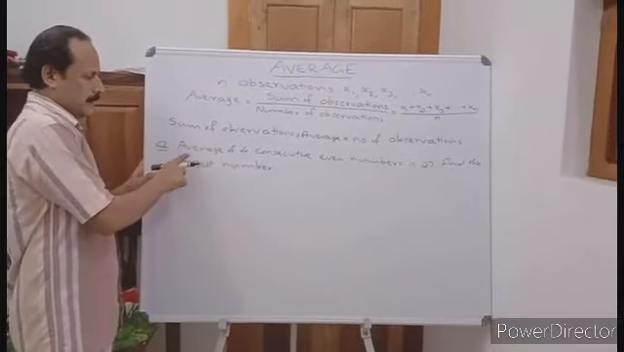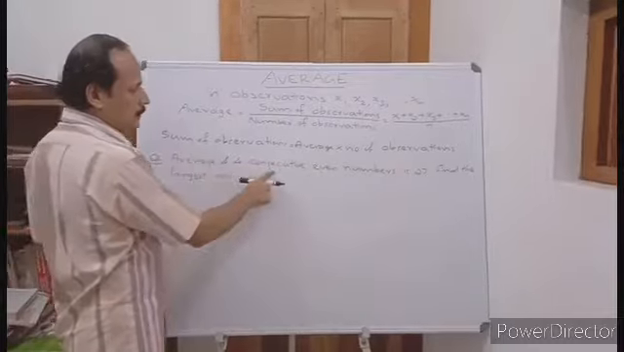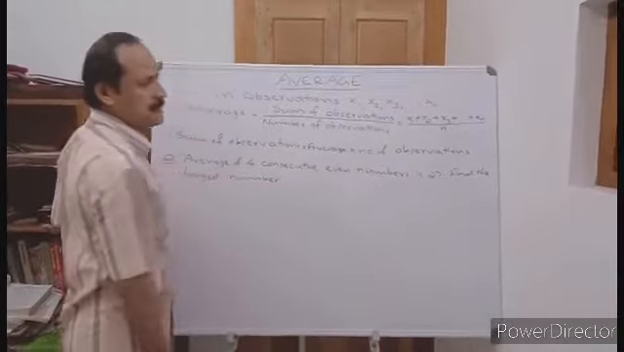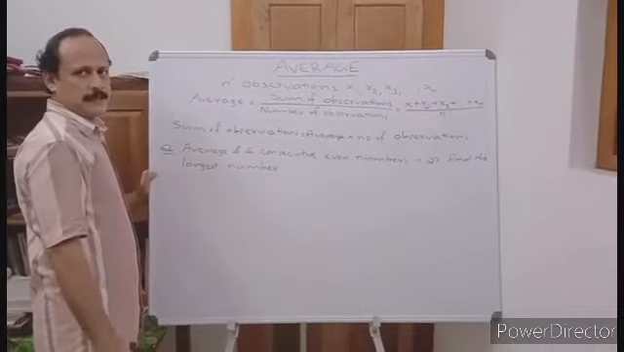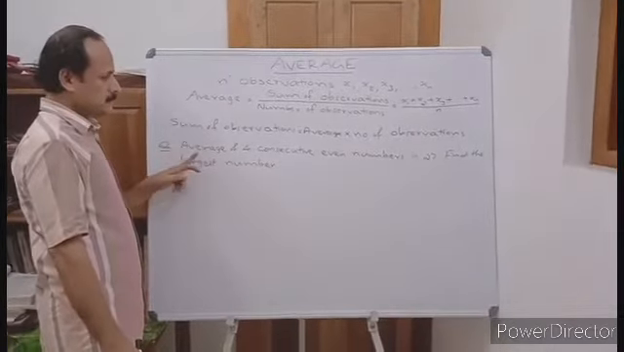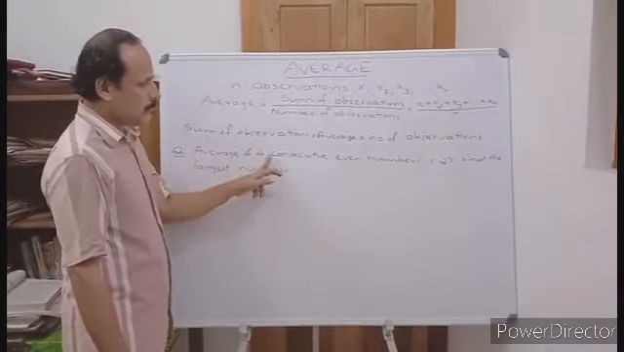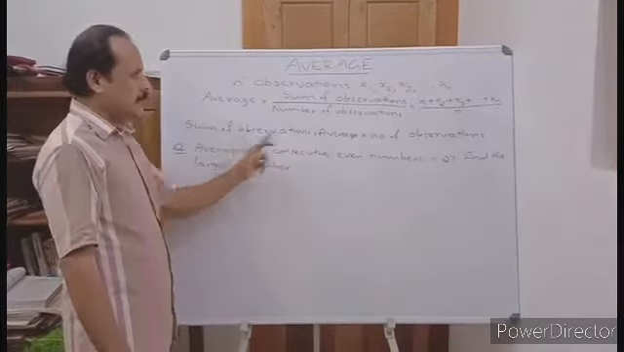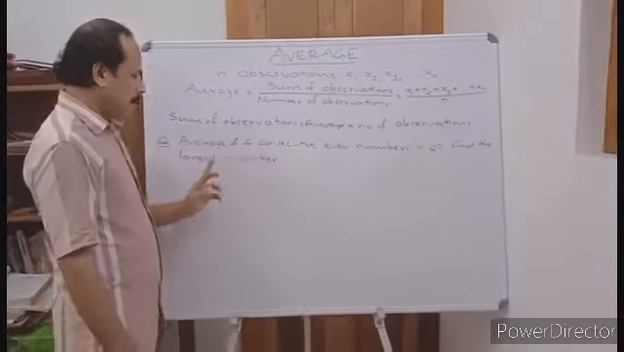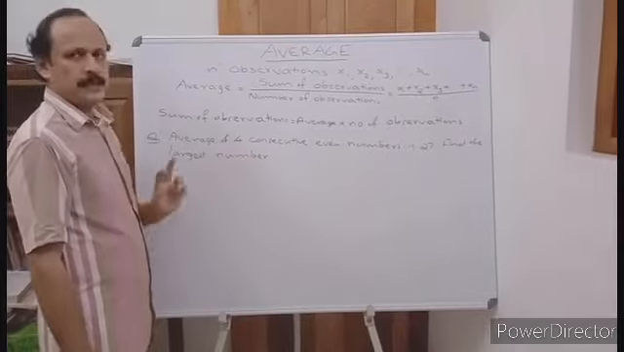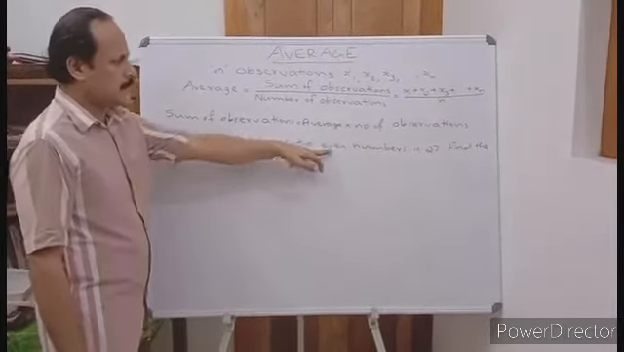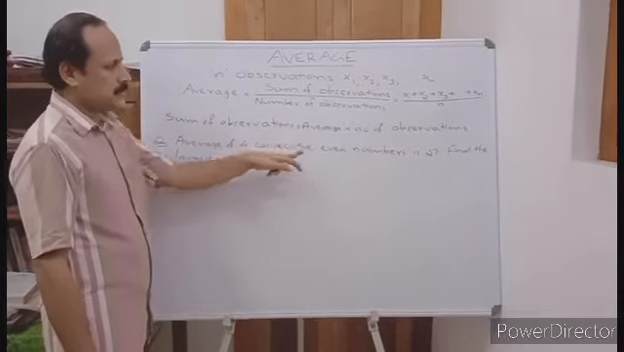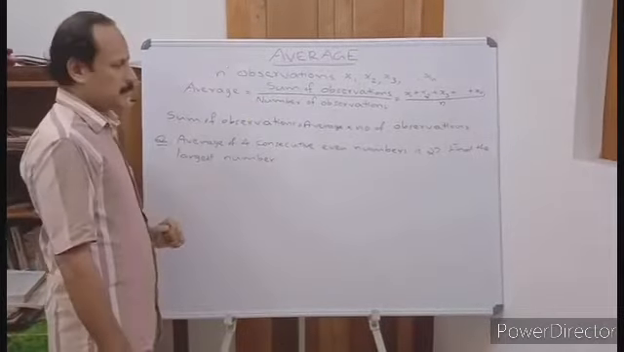Another question. Average of 4 consecutive even numbers is 27. Find the largest number. Here in this question there are 4 observations and their average is given, and we have to find out the largest number, and the observations are 4 consecutive even numbers.